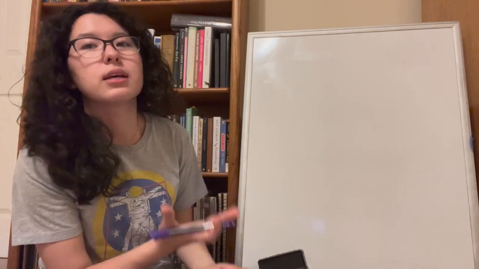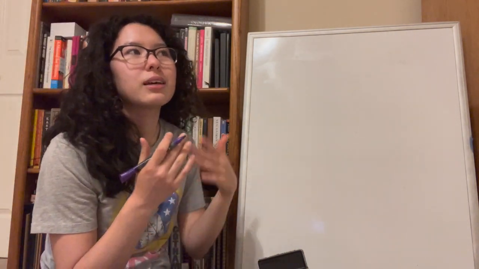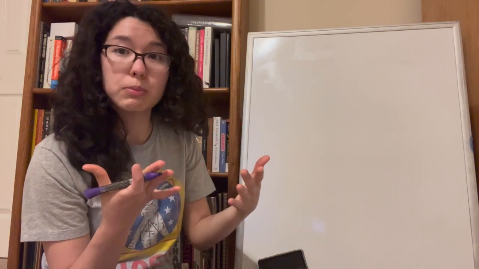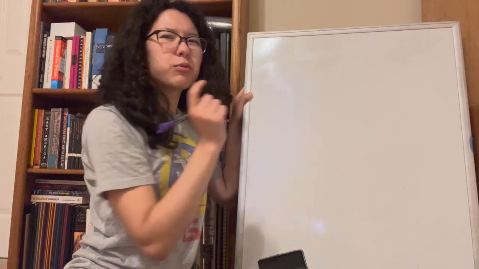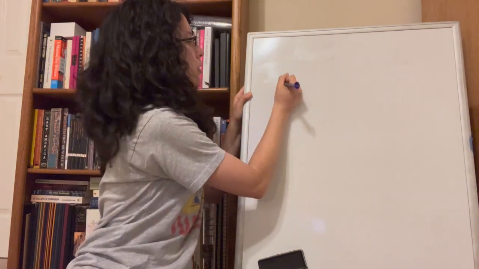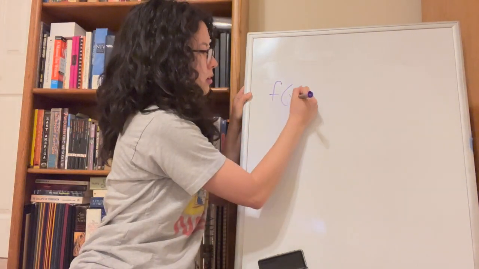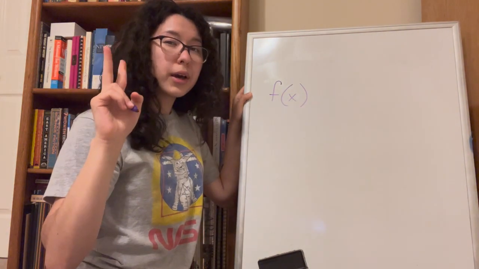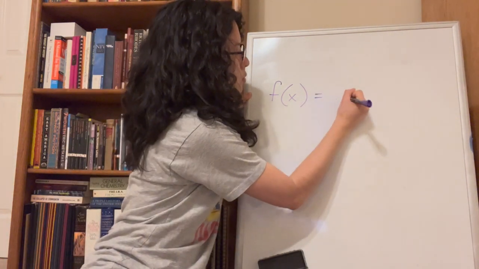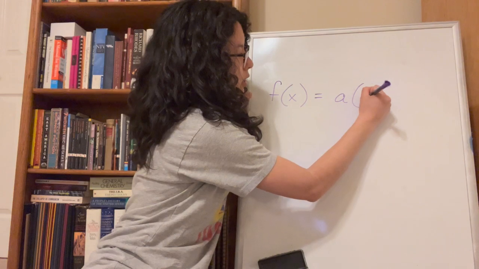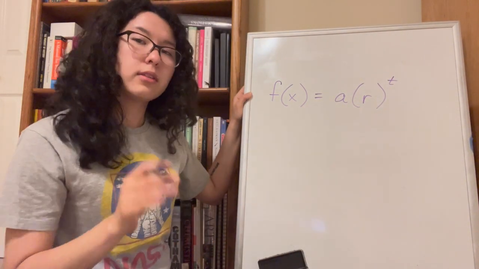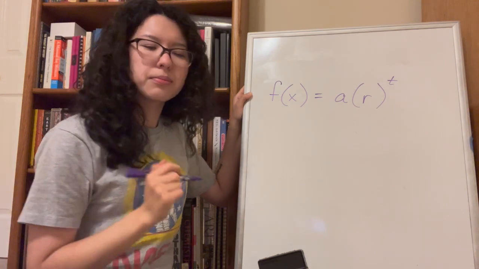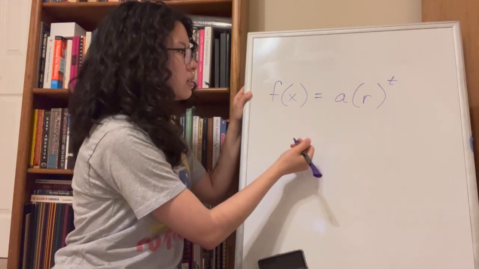In order to represent this in math, in order to represent something that keeps being multiplied, we use exponents. So the general form looks like this, and I'm going to write it in function notation here. So f of x, you can also think of that as y, is equal to a times r raised to the t power. This goes in the equation box.